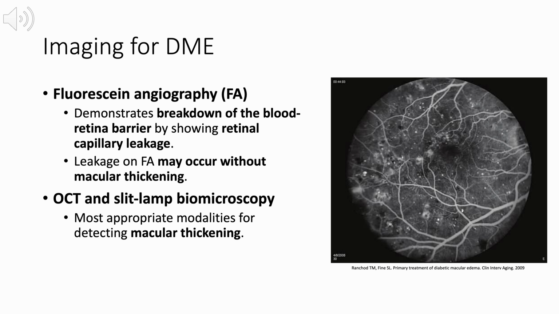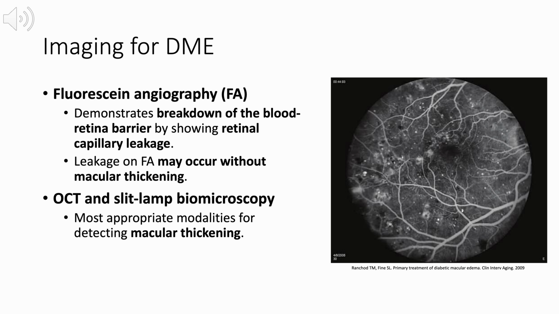Since our classification of DME is now imaging-based, let us clarify what each imaging modality actually tells us, because they answer different questions. Fluorescein angiography demonstrates breakdown of the blood-retina barrier by showing retinal capillary leakage. It visualizes the process of leakage itself as dye escapes from incompetent vessels into the surrounding tissue over the course of the study. Note that leakage on fluorescein angiography may occur without any macular thickening.